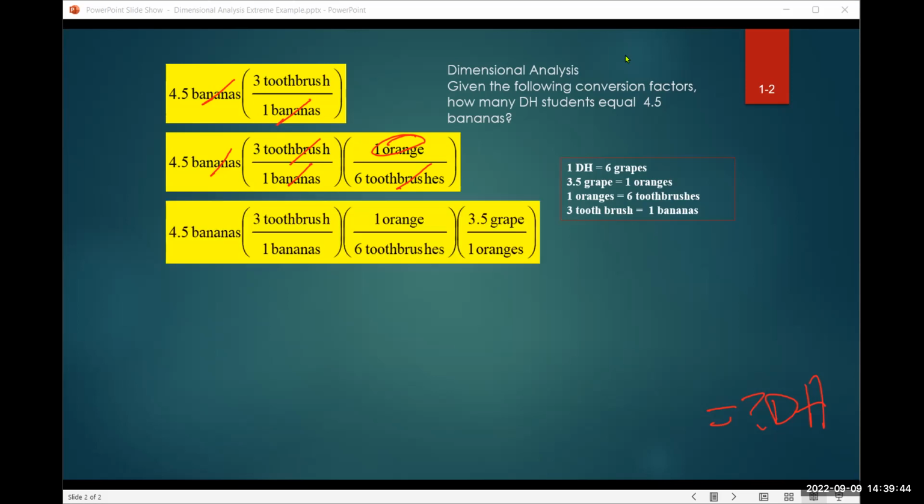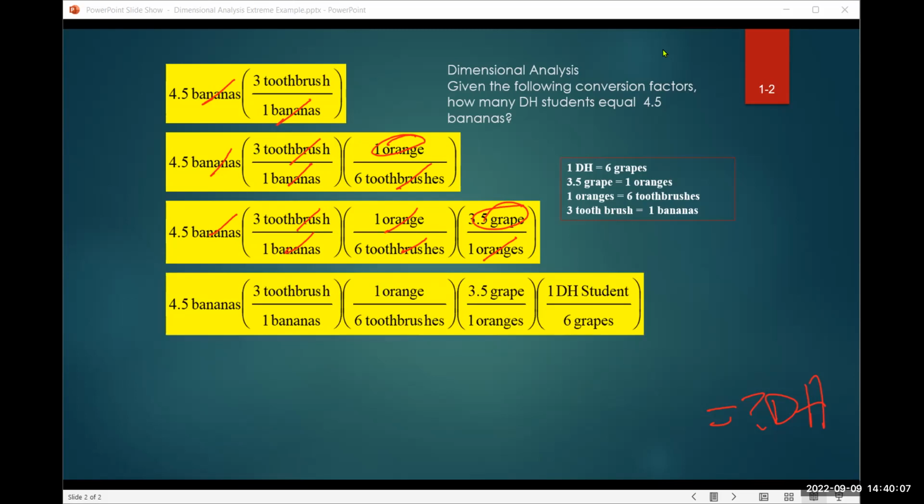And that factor is the grape to orange relationship, okay? Again, keeping track of my units, canceling things out as I go along. I'm now in the units of grapes, so I can go from bananas to grapes. But again, I'm not where I need to be. So I continue. And I have finally, with respect to units, okay, I'm not even pushing the numbers yet, I'm just keeping track of my units. And now I am unit-wise where I want to be, where I relate 4.5 bananas to DH.